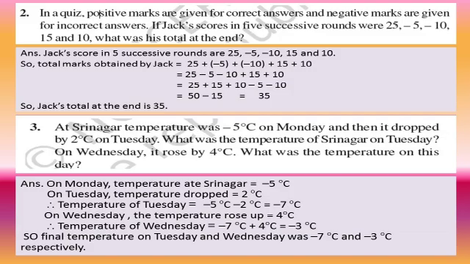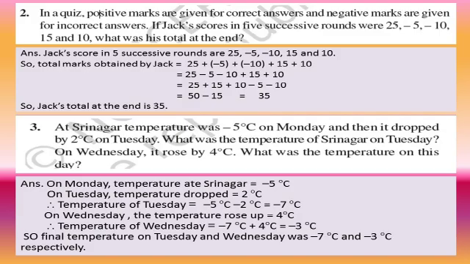Okay, answer. On Monday, the temperature at Srinagar is equal to -5 degrees Celsius. On Tuesday, the temperature dropped; how much was the drop? 2 degrees Celsius. So when it is decreasing, what will be the type of integer? It will be negative. The next line, therefore, the temperature on Tuesday is equal to -5 degrees Celsius minus 2 degrees Celsius. Here we will put a negative sign. Why? Because when the temperature is dropping, it means it is decreasing. So both the integers are having the same sign, -2 and -5, they will be added and the final answer will be -7 degrees Celsius.